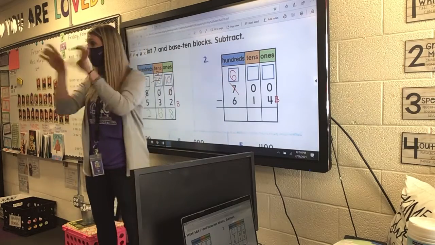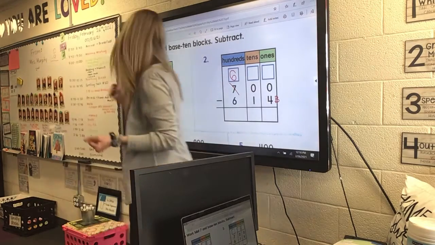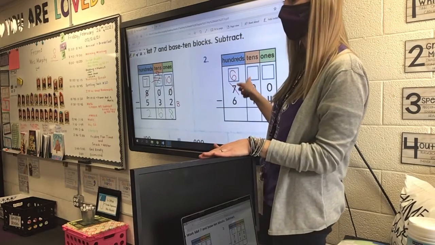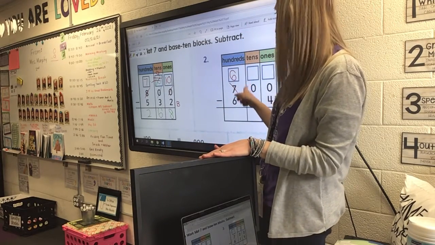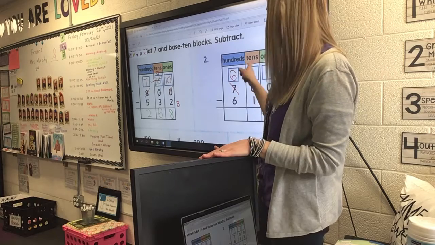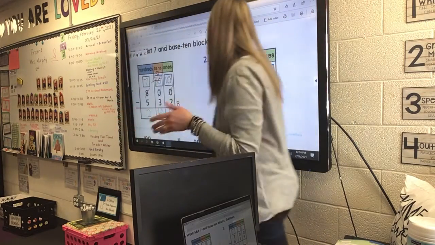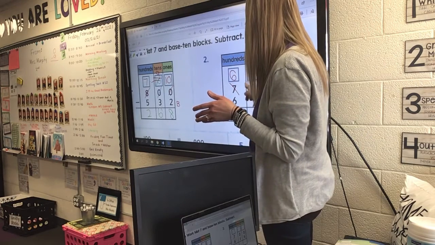Now we took this 100 away. We broke it into 10 sticks. So how many 10 sticks do I have now, Raylan? 10. Good job, Raylan. Raylan says I have 10 sticks. And he is right.